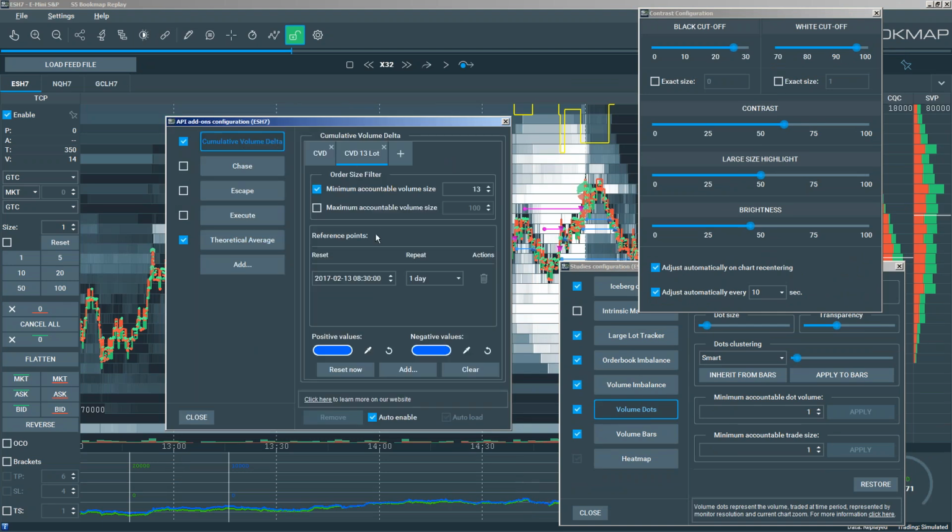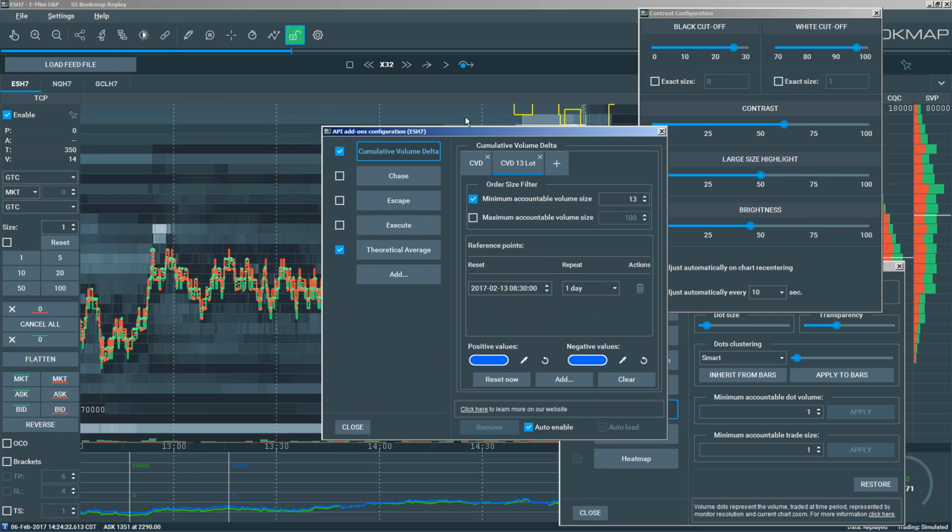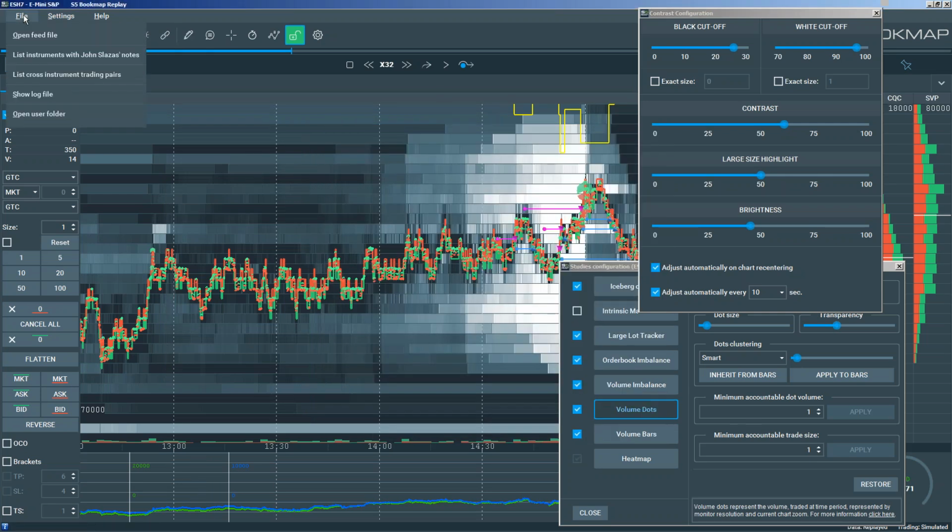For the CVD, it's the CVD 13 lot, and this varies. It could go down to 12, could go up to 15, whatever. It depends on where we are. That study is updated every week by Hampton, so I change it accordingly. The standard CVD has no filter. Both of those refresh every day at 8:30, and my Bookmap refreshes every day.